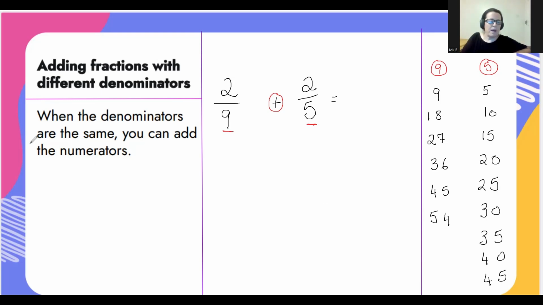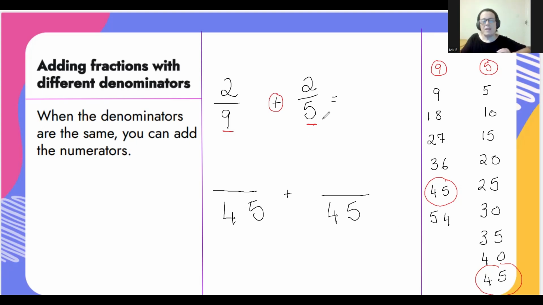Okay, I now see that I have a number in common. I can see that I have 45 in my 9 times tables, and I also have 45 in my 5 times tables. That means my denominator is going to be 45. And then maybe some of you have noticed that if I multiply 9 by 5, I also get 45. That's another way of getting a common denominator, but you wouldn't always do it that way.